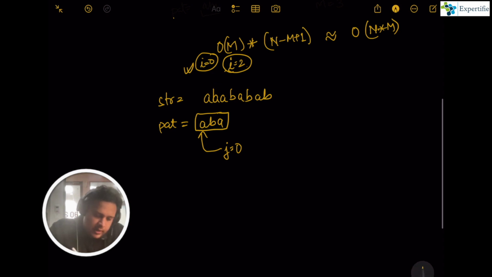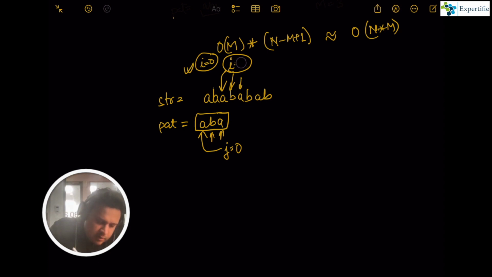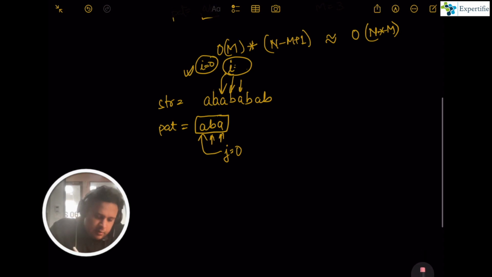Now I is pointing this way. Again we will match: A and A match, B and B match, next A and A match. Now we again get a match. Now what happens? Again I goes all the way back, because at I equal to 2 you had evaluated. Now you will evaluate at I equal to 3.